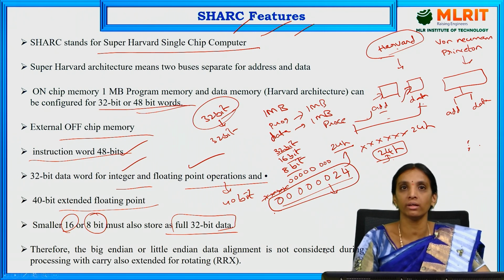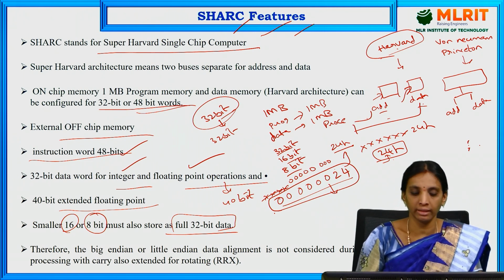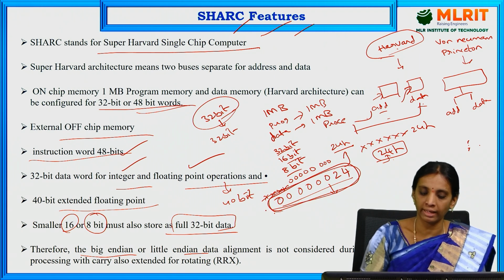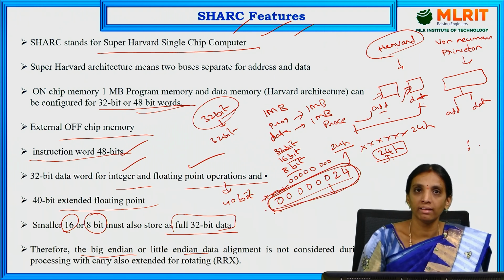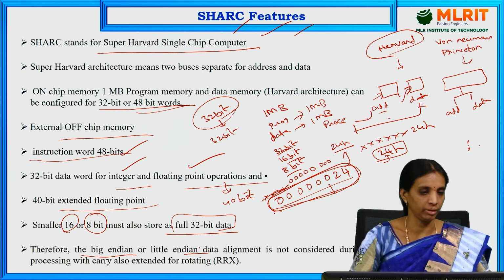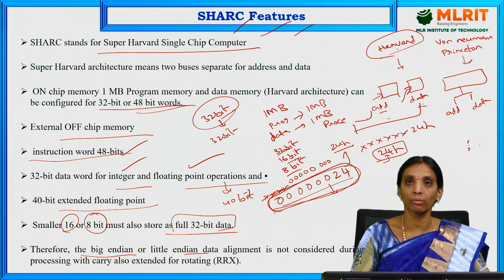Therefore here big endian and little endian are not considered, because we have full length data bits. So it does not have big endian and little endian data alignment. So these are the SHARC processor features.